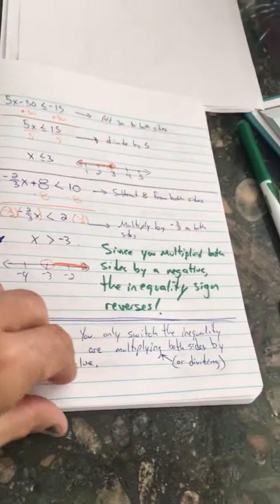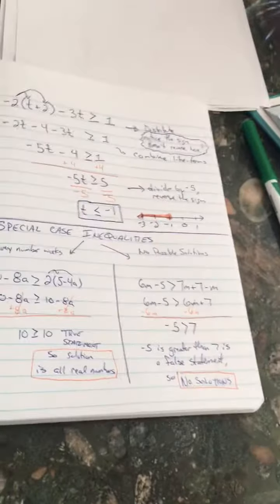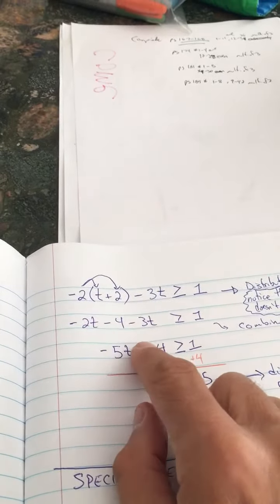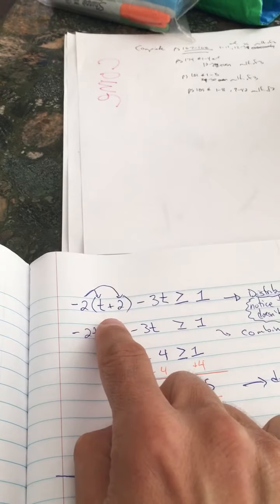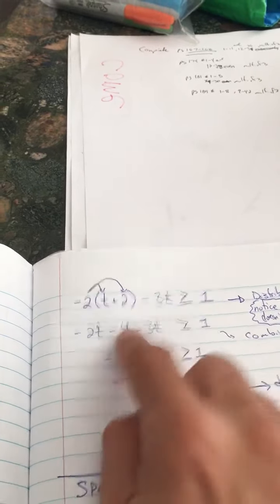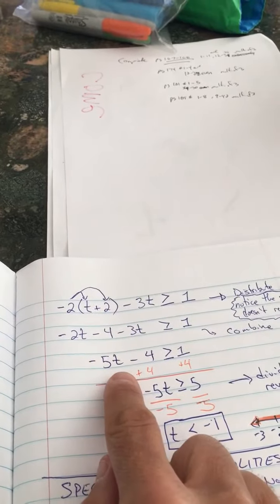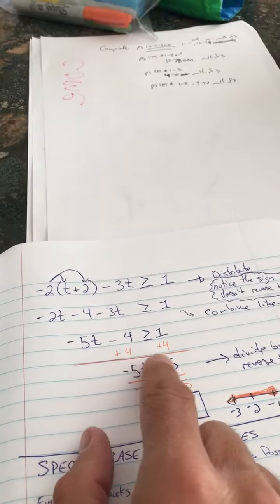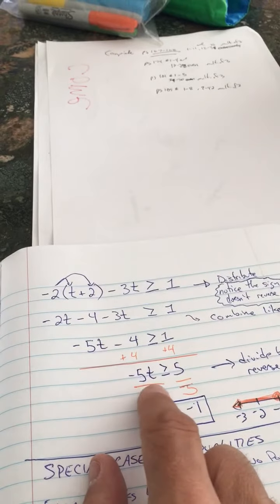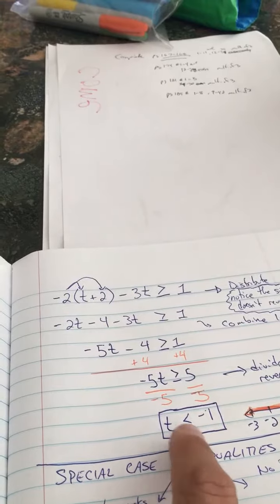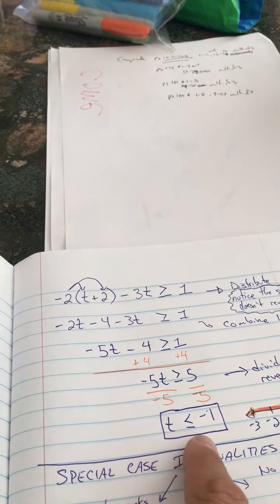Okay, where you don't want to make the mistake of switching the sign is something like this example where you distribute negative 2 here into this side, okay, and then we're going to go ahead and combine like terms. Just because I'm distributing negative 2 in, I wouldn't flip the sign. Only when I'm trying to make the coefficient 1. So then I combine like terms here. I get negative 5t minus 4 is greater than or equal to 1. Add 4 to both sides. Negative 5t is greater than or equal to 5. Then I divide by negative 5. Bam, flips. So t becomes less than or equal to negative 1.